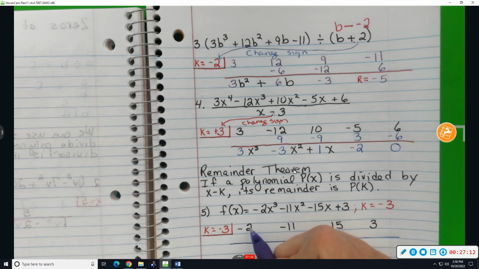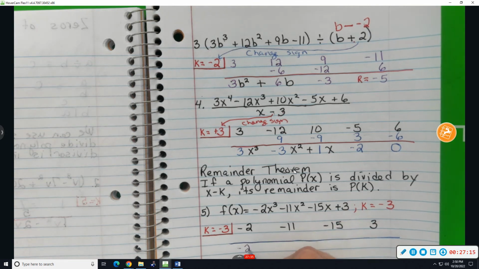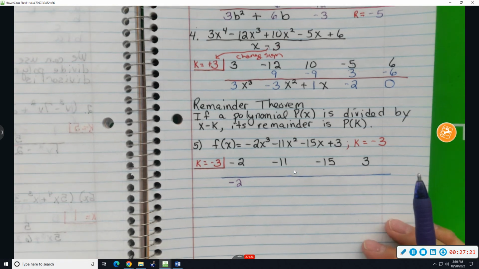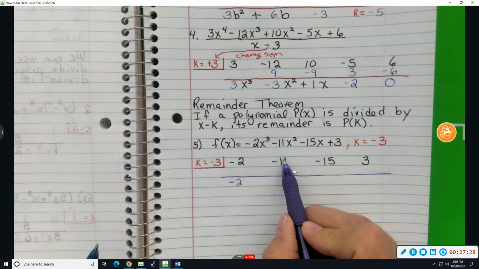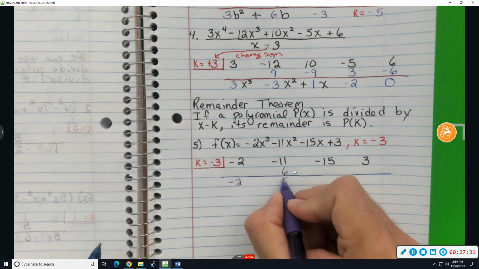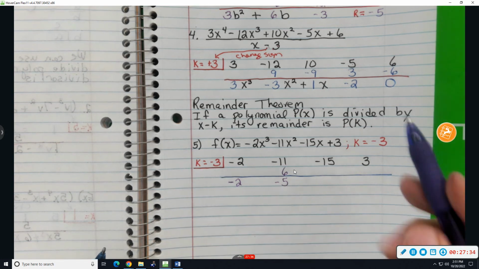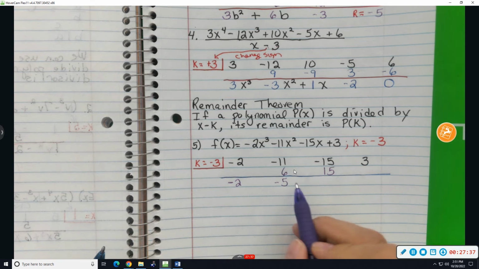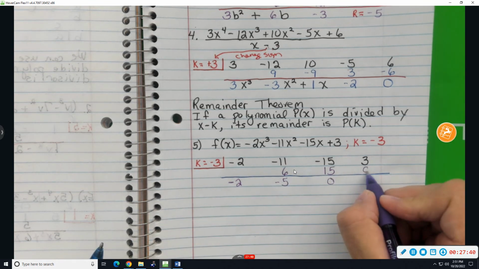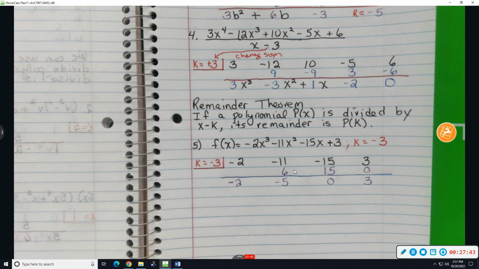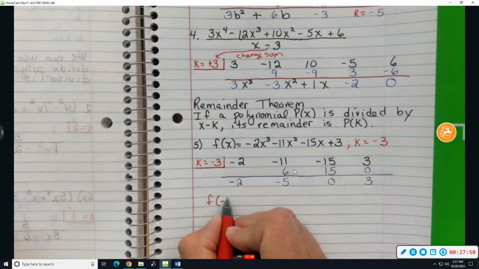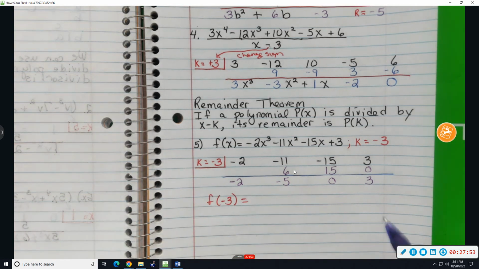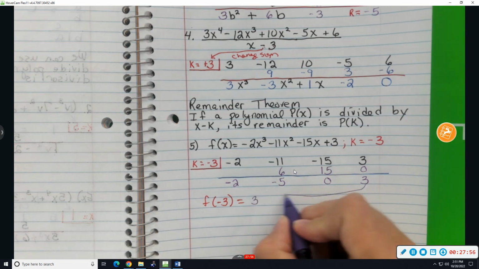We start out by bringing the negative 2 down here. Negative 2 times negative 3 is positive 6. So that would be negative 5. Negative 11 plus 6 is negative 5. Negative 5 times negative 3 equals 15. So it would be 0. 0 times negative 3 is 0, so it drops the 3 down as the remainder. What the remainder theorem says is that f of negative 3 equals that remainder. So the answer would be true.